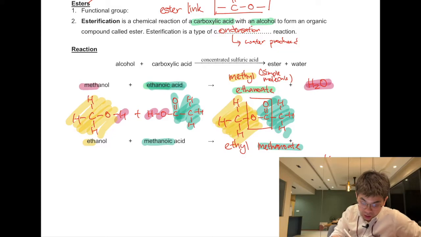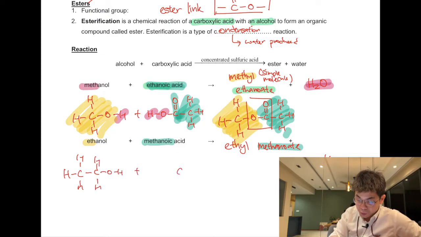So let's draw it out. I have 2 carbons, plus methanoic acid, which is 1 carbon.